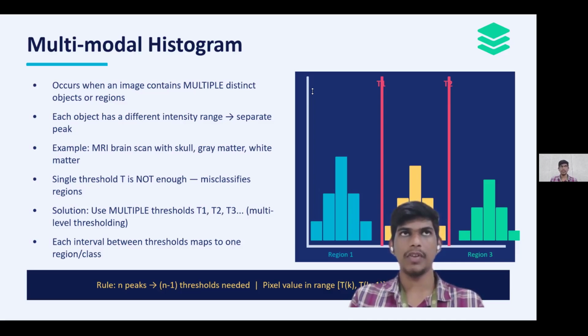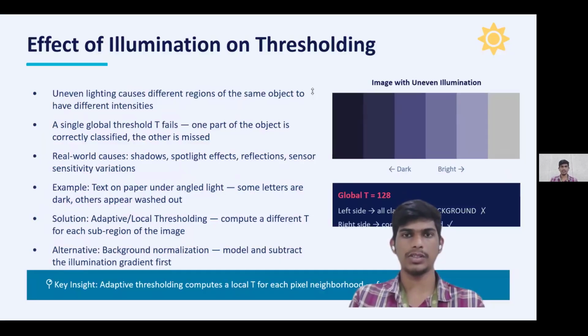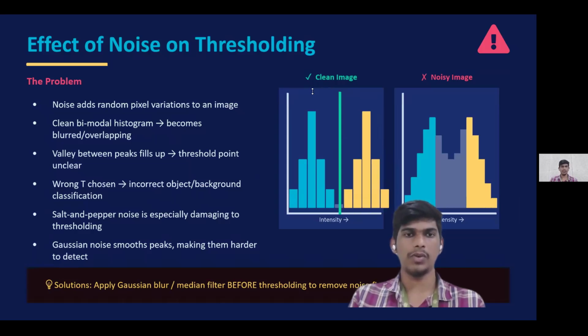A single threshold T is global thresholding. There are multiple thresholding techniques that we will discuss later. Single thresholding has multiple limitations: it will underfit the image in some cases, as it misclassifies the regions. As a solution, we use multiple thresholds like T1, T2, T3 instead of a single threshold, following other thresholding techniques. Each interval between thresholds maps to one region class. The effect of noise and the effect of illumination in thresholding are a few important topics.